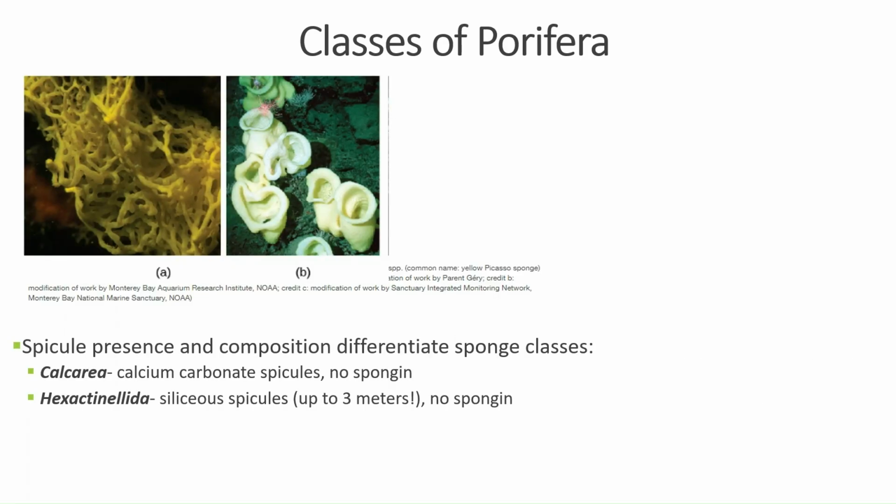The presence and chemical makeup of spicules allow us to divide sponges into main classes. Calcarea has spicules made of calcium carbonate and contain no spongin at all. You can see an example of one of these in the upper left-hand side. The class Hexactinellida, often called glass sponges, has spicules made of silica and also lacks spongin. Some of these spicules can grow incredibly up to 3 meters in length.